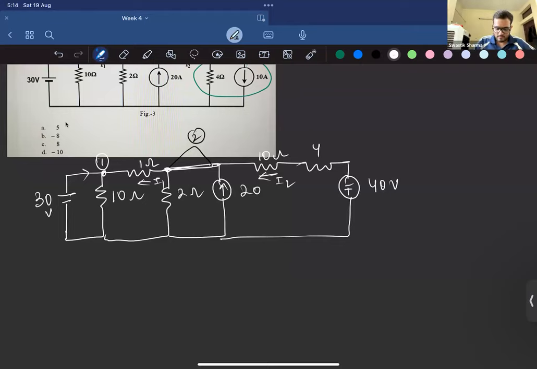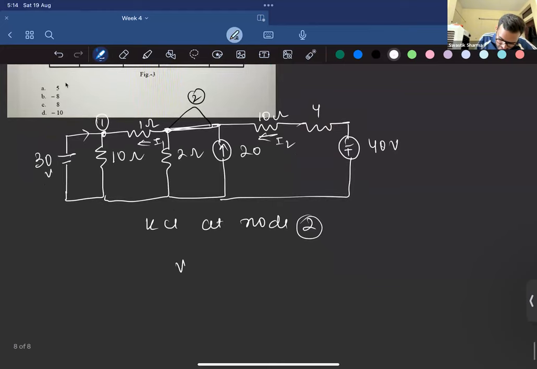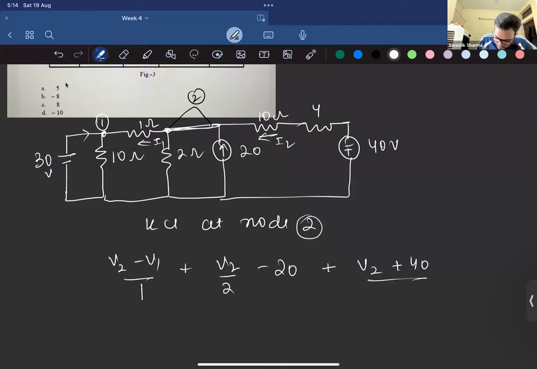KCL at node one is not required. So what we'll do, we'll go straight to KCL at node two. Right? What is it? It's V2 minus V1 by 1 plus V2 by 2 minus 20 plus V2 plus 40 by 14. Is this correct?